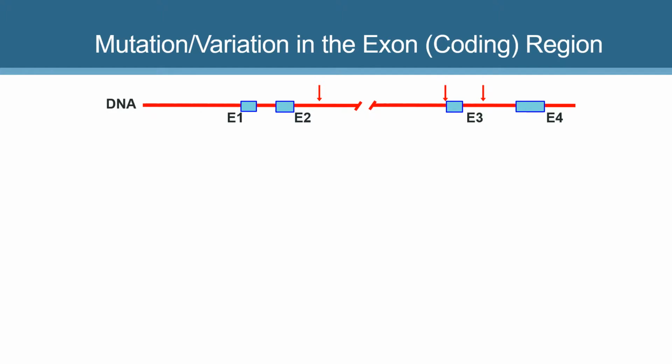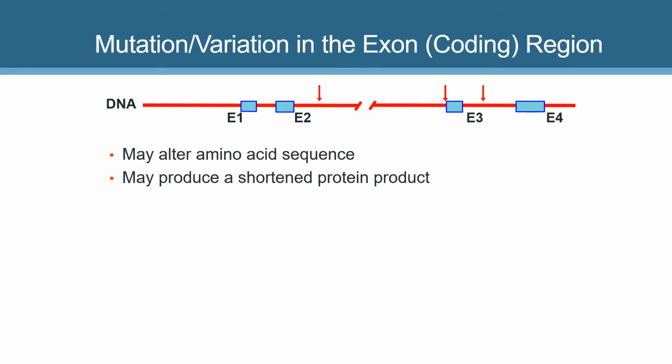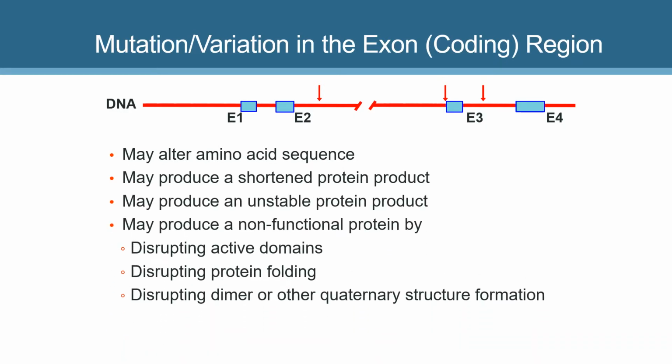Mutation in the exons or coding region may alter amino acid sequence. It may produce a shortened protein product. It may produce an unstable protein product. Or it may produce a non-functional protein by either disrupting active domains or disrupting protein folding or disrupting dimer or other quaternary structure formation, or it may have no effect. So even variation in the coding region is possibly to have no effect because of the wobble position and the variability in the genetic code.